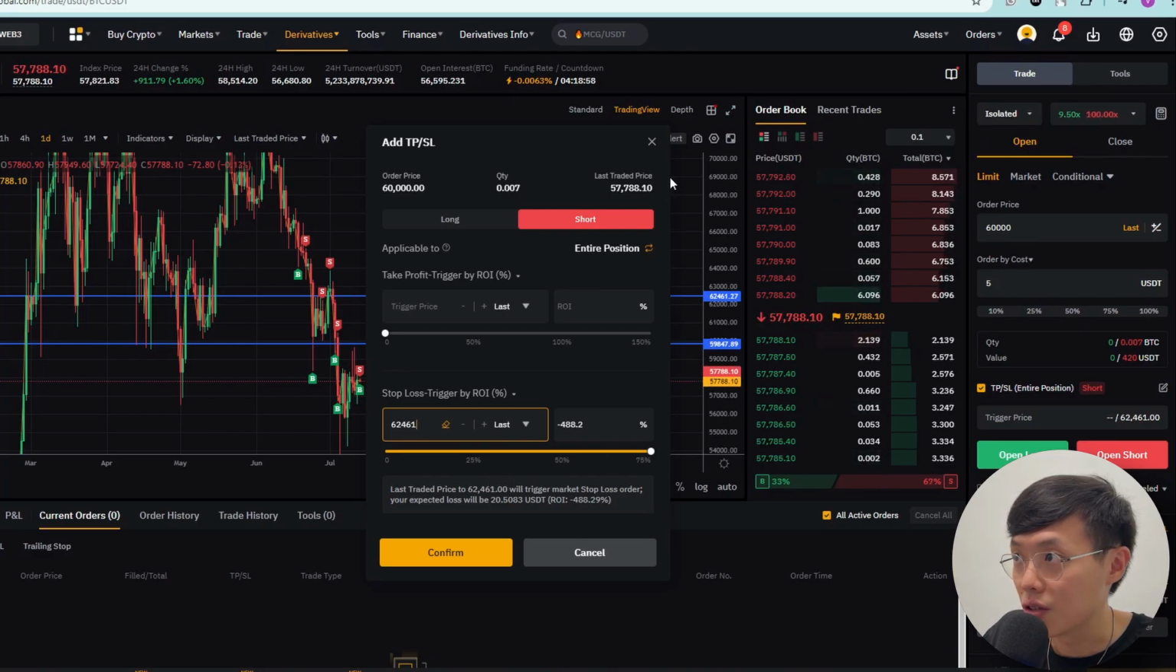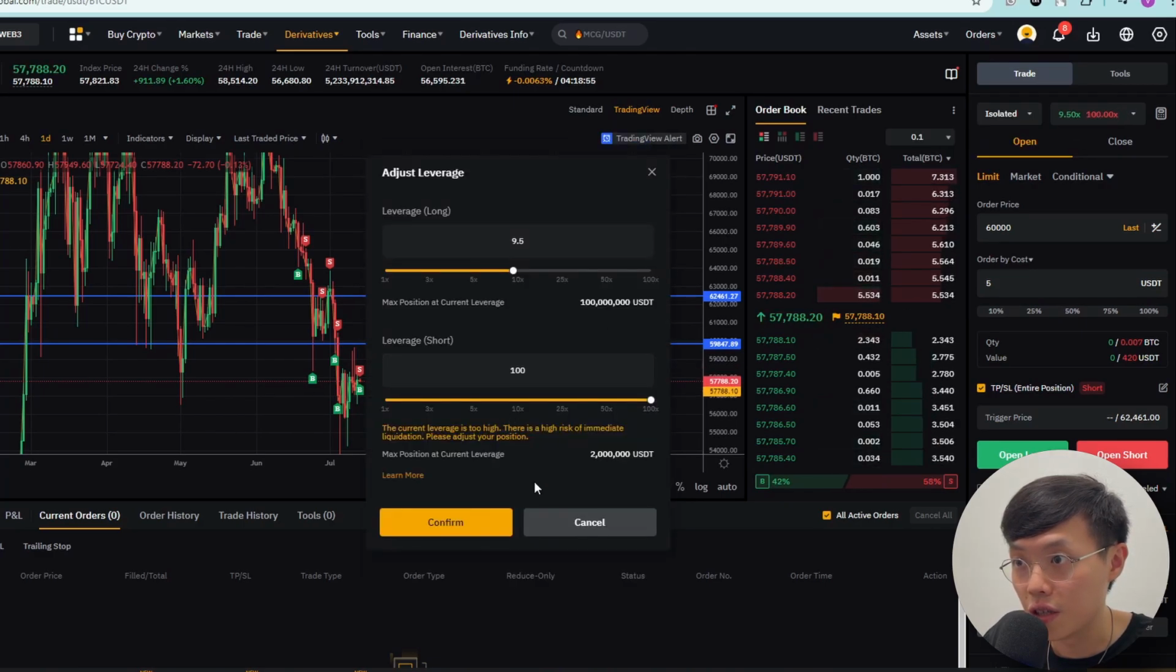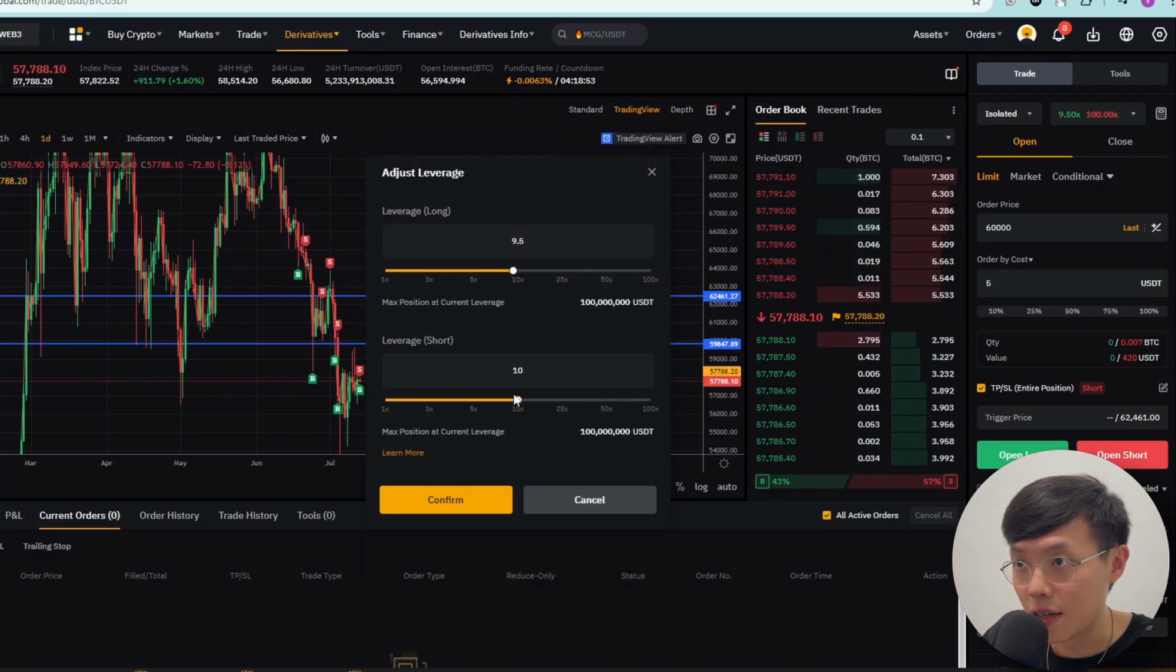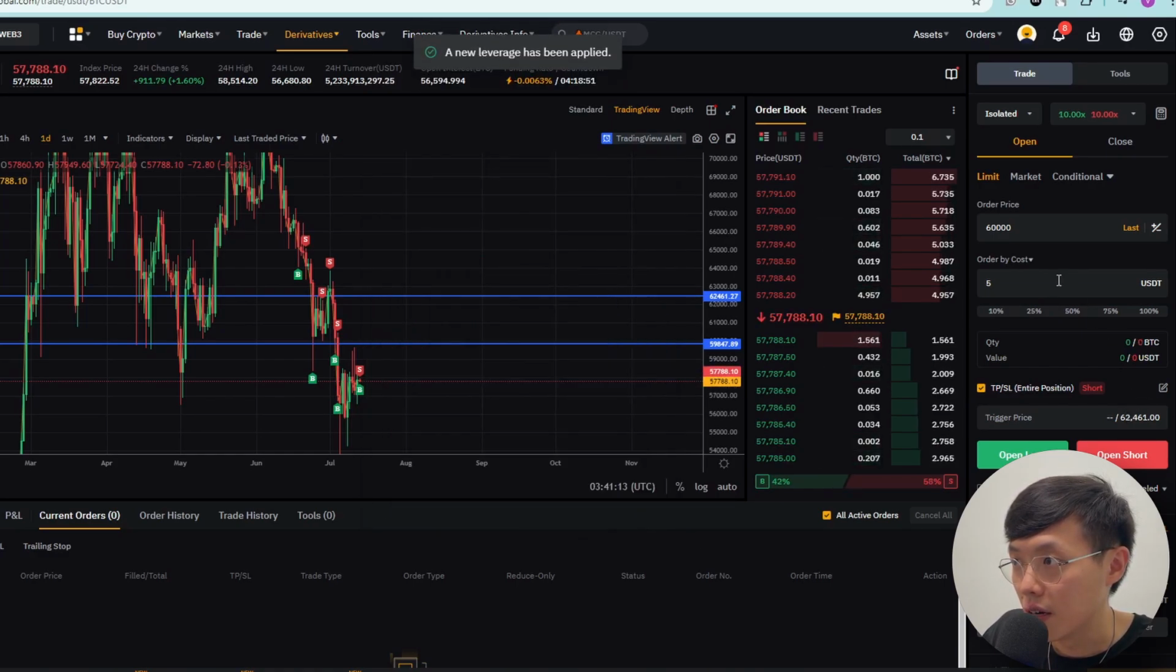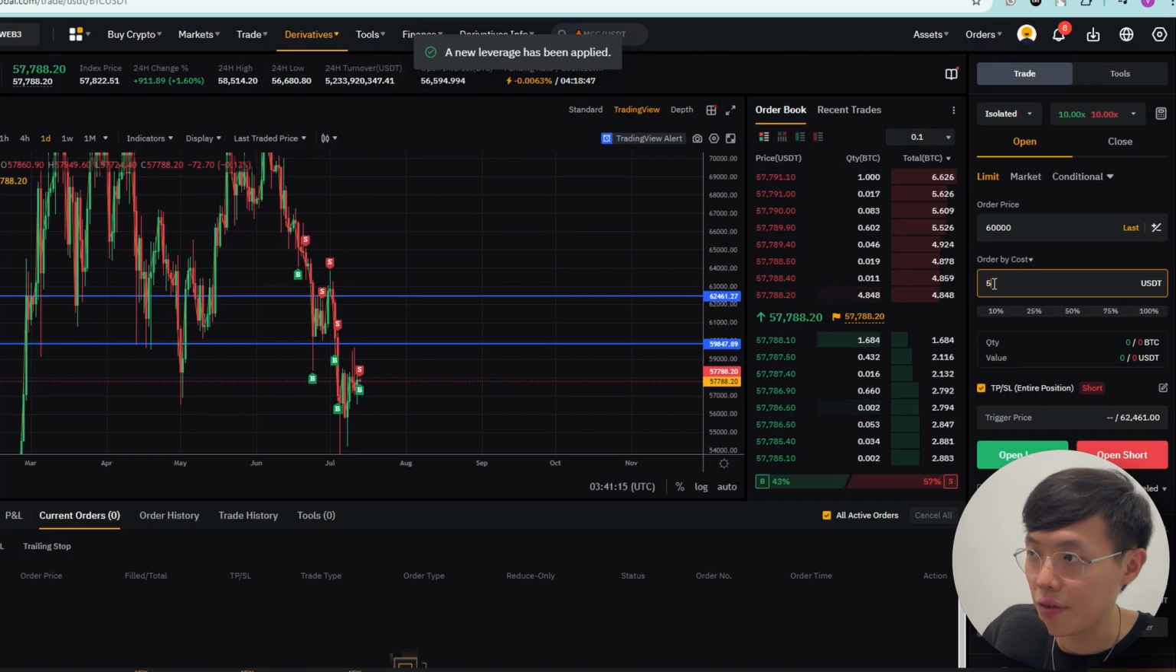Okay, this is short. So my short also I need to change to 10. All right, let's say I go 10. This is long, this is short, confirm. Right, again, this is my 5 USD.